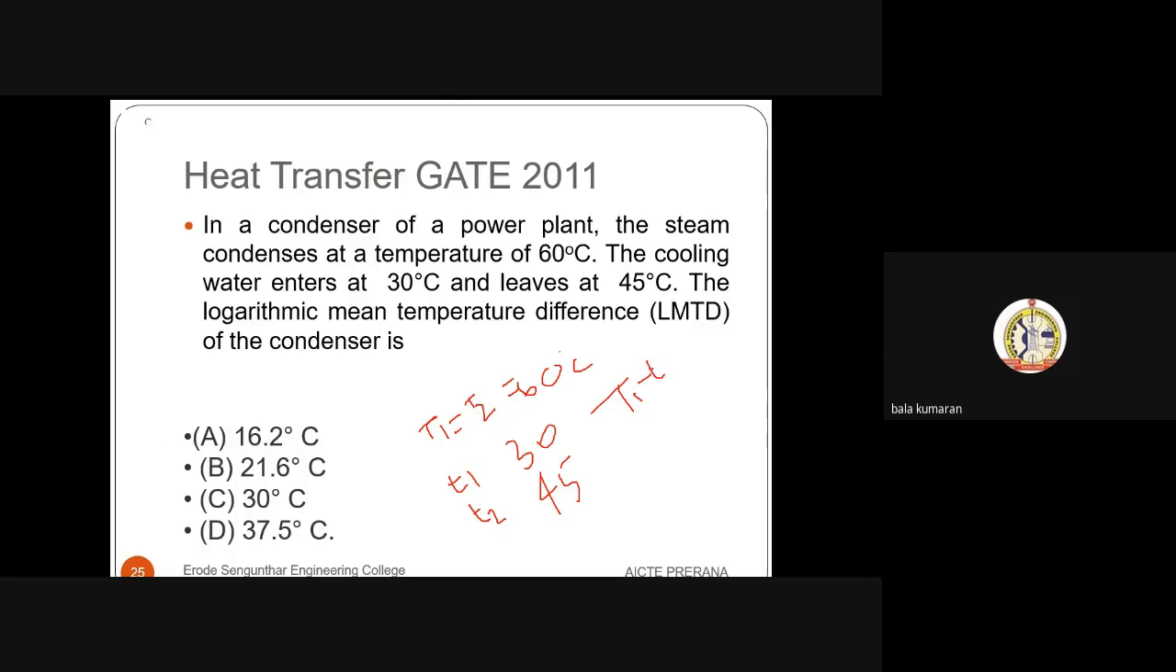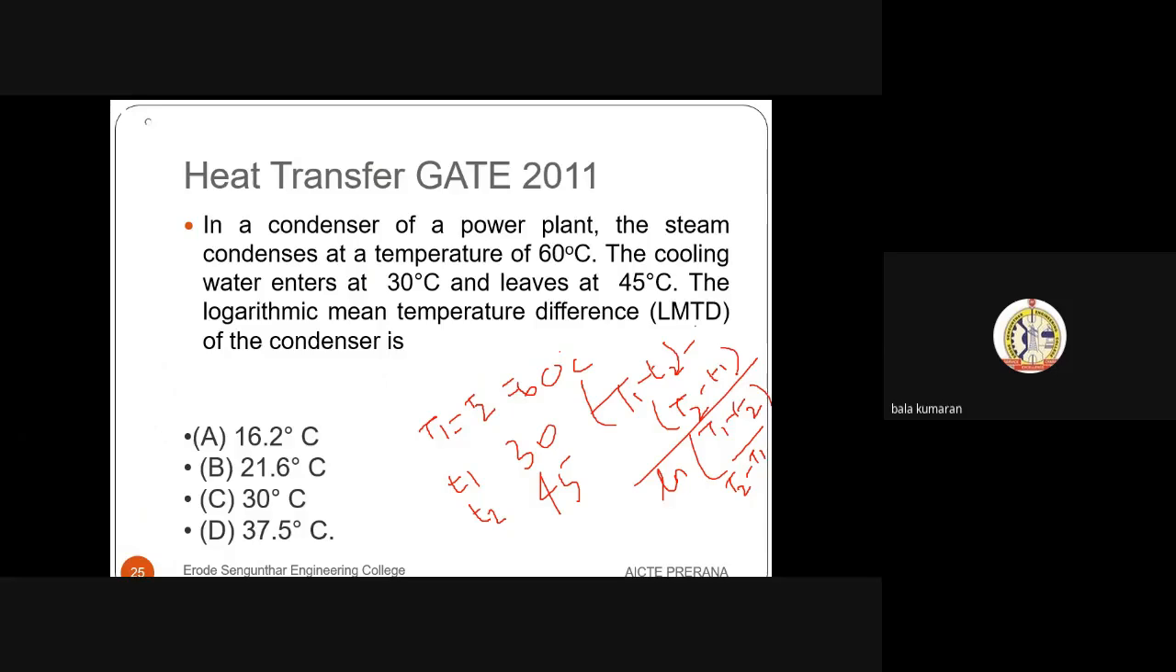Capital T1 minus small t2 minus capital T2 minus small t1, divided by ln of T1 minus T2 divided by T2 minus T1, bracket close. Okay, this bracket close, this bracket close. Brackets should be correctly closed, if not the value will not be obtained.